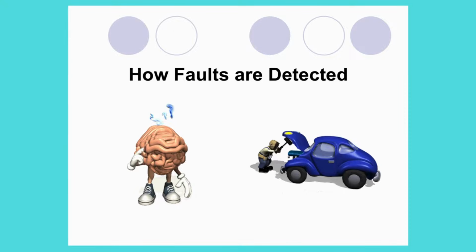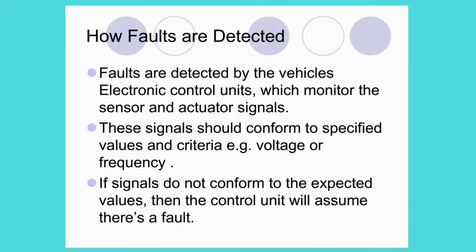How faults are detected. Faults are detected by the vehicle's electronic control units, which monitor the sensor and actuator signals. These signals should conform to specified values and criteria, for example voltage or frequency. If the signals do not conform to expected values, then the control unit will assume there's a fault.